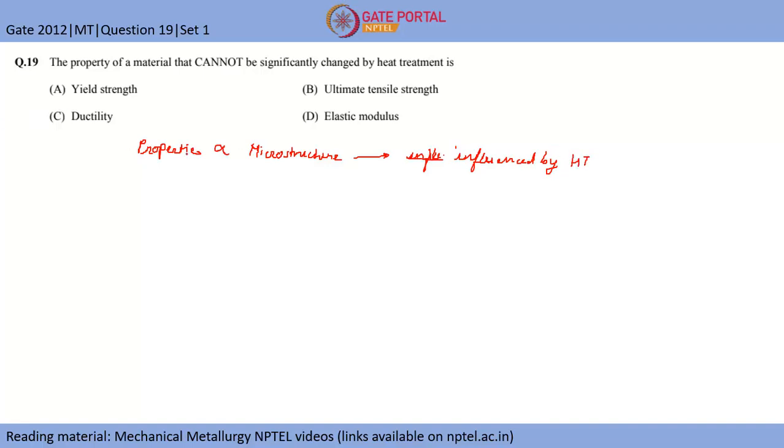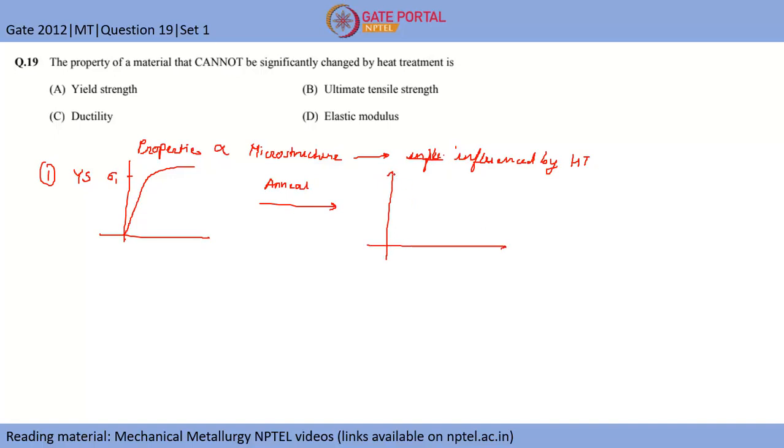Now let's look at all the 4 options. First is yield strength. Let us consider a cold rolled material where the yield strength is sigma 1. As this material is work hardened, the yield strength of this material is higher than the normal yield strength. Now what we do to this material is we anneal it. Now the recovery as well as recrystallization has occurred. Now the material is as received material.